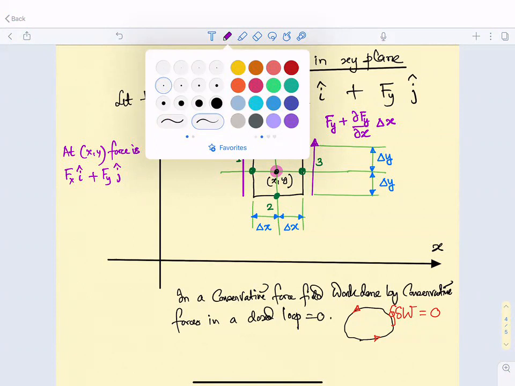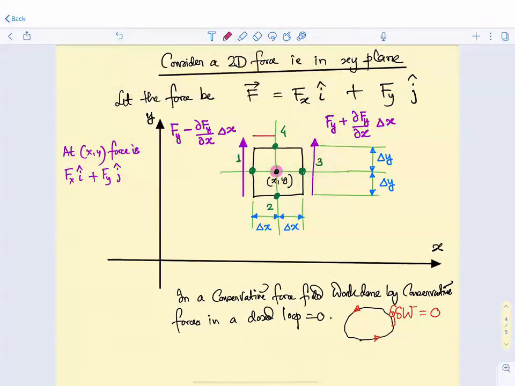Now we will be concerned about the x component. At 4, the x component is fx plus del fx del y times del y, because from this point, again you see from xy to this point 4, variation is along y, x coordinate is constant, right? This line is parallel to the y axis, so fx varies in this way, del fx del y multiplied by del y, so this gap is del y.